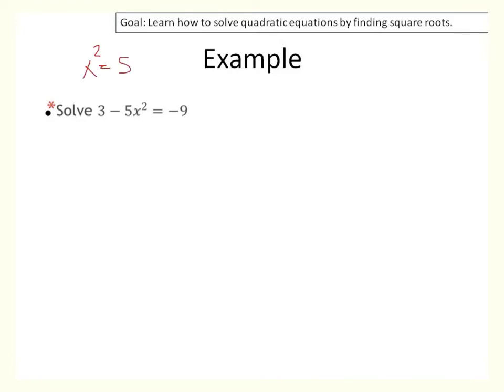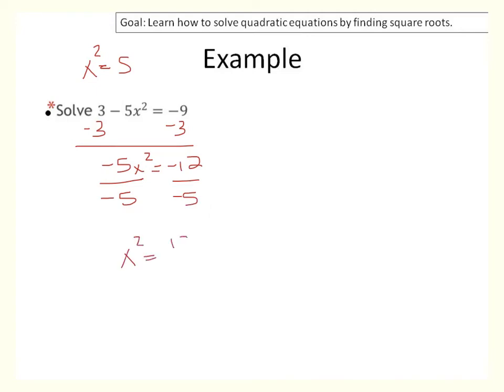And so you need to do some rearranging here. This is going to be negative 5x squared equals negative 12. I'm going to divide by negative 5. x squared equals 12 fifths. From this point, you're going to take the square root of both sides. So x is going to equal, because remember I said a square root and a square cancel, plus or minus the square root of 12 fifths.